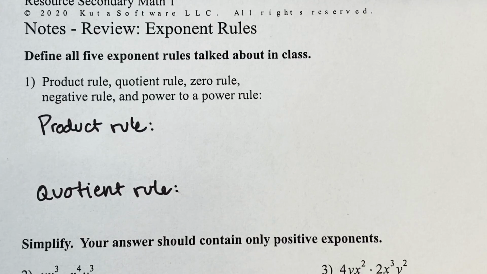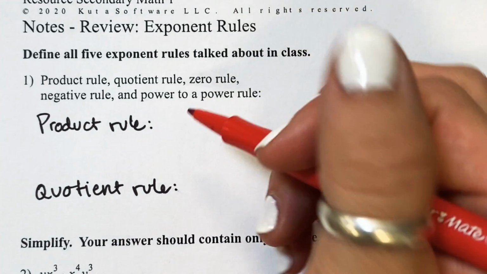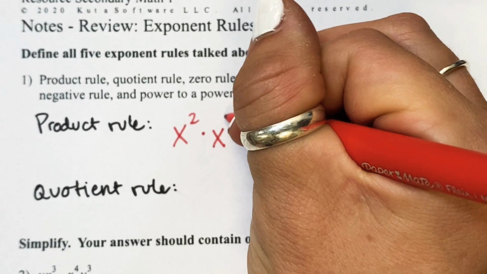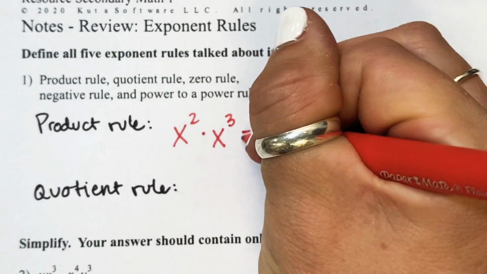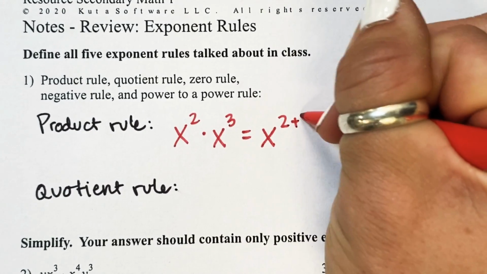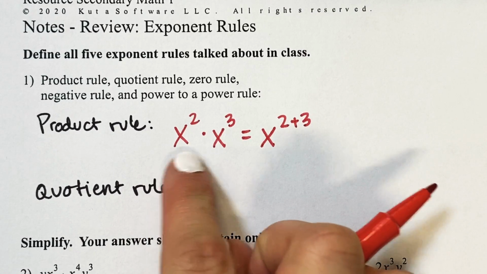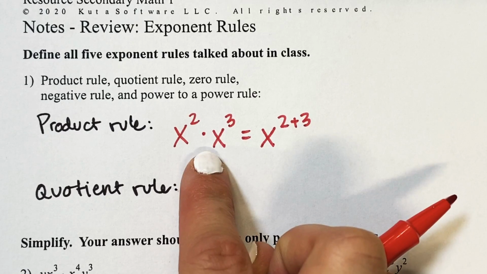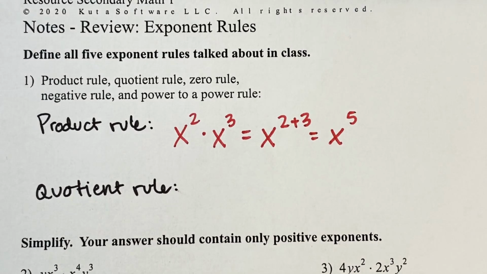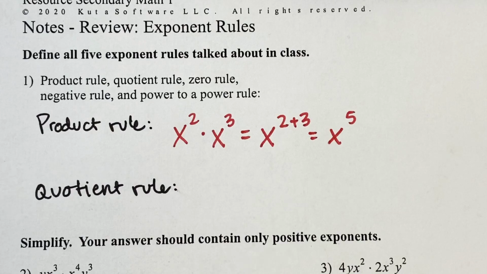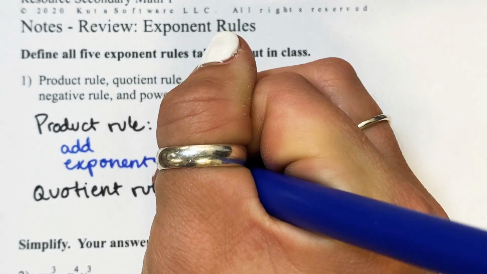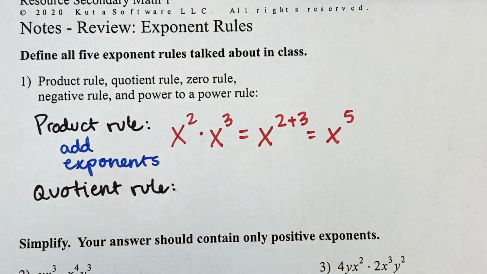Okay, so our product rule is when exponents are being multiplied, meaning we have x squared times x cubed. What this means, how we are going to get the answer, is we add them: x to the power of 2 plus 3. Or in other words, I have 2 x's being multiplied right here and another 3 x's being multiplied right there. How many x's do I have? I add them together, and I get x to the 5th. You can also think add exponents under product rule. We're adding the exponents.